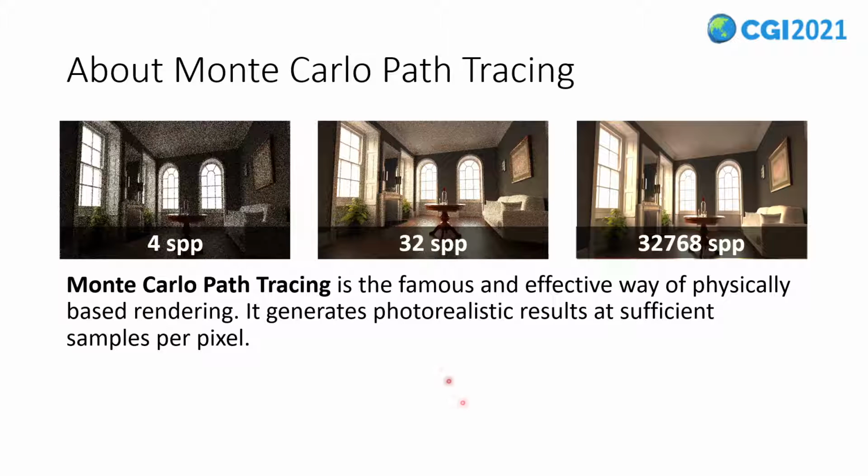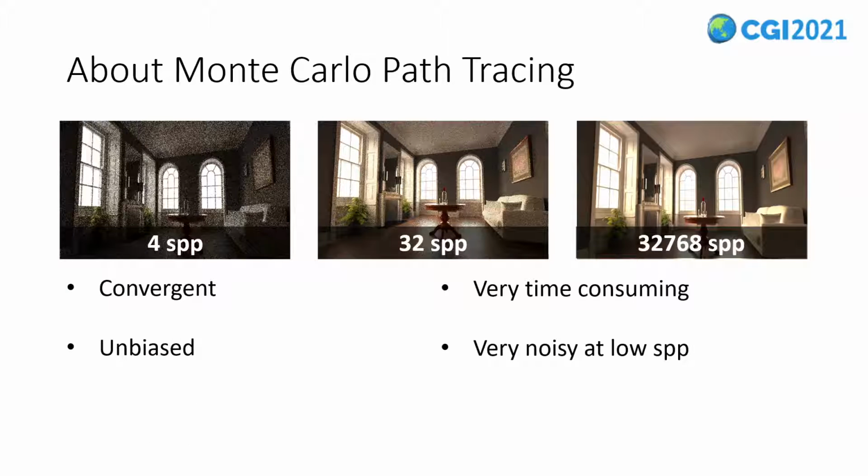Monte Carlo path tracing is a famous and effective way of physically based rendering. It generates photorealistic results at sufficient samples per pixel. It's convergent and unbiased, but it's also very time-consuming and very noisy at low SPP.